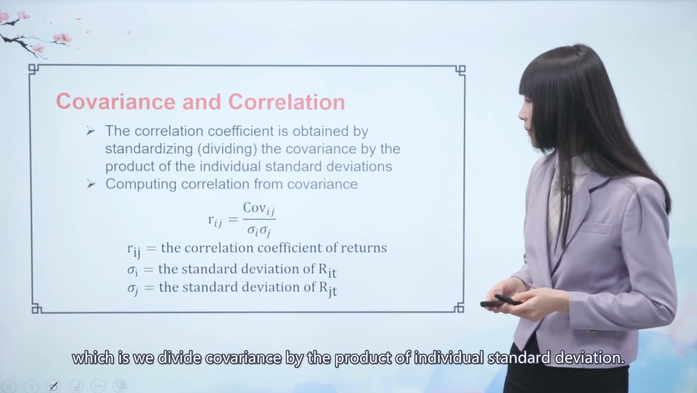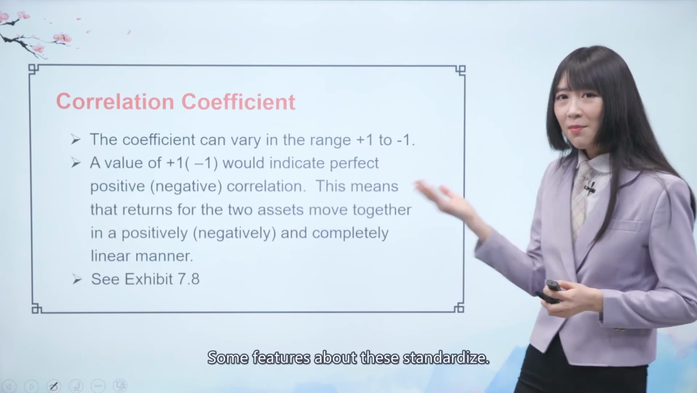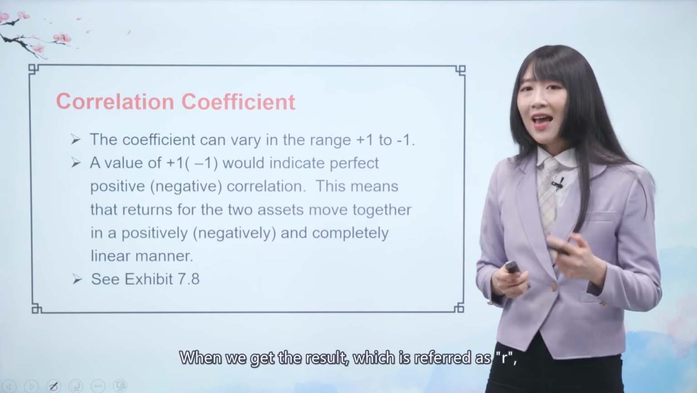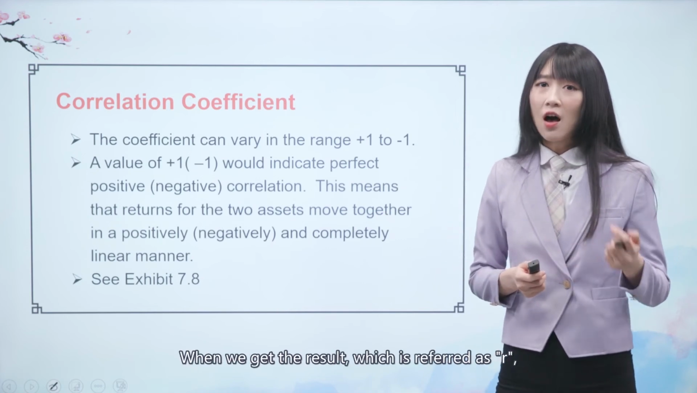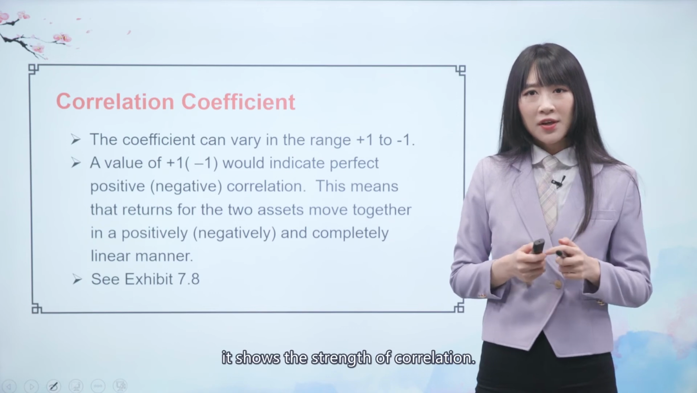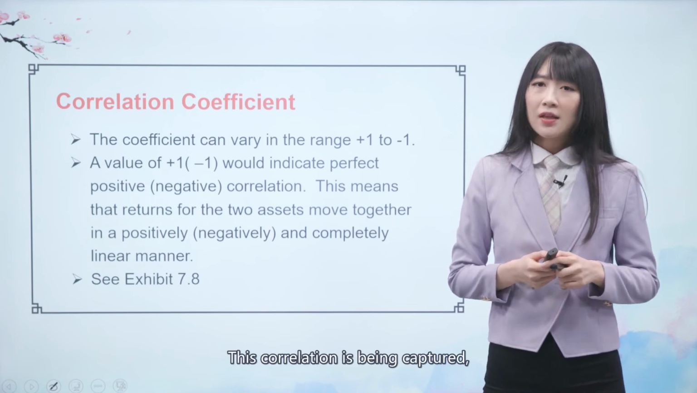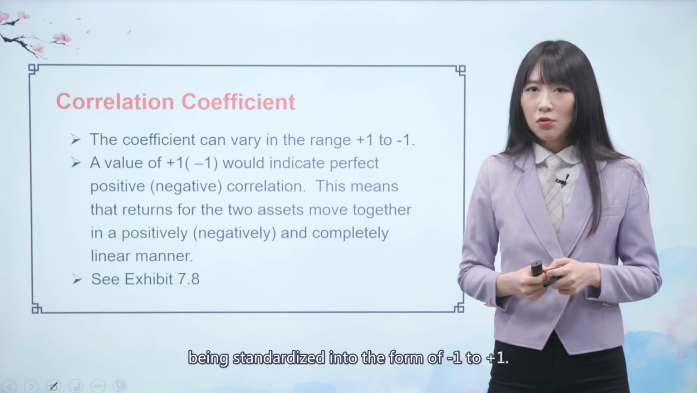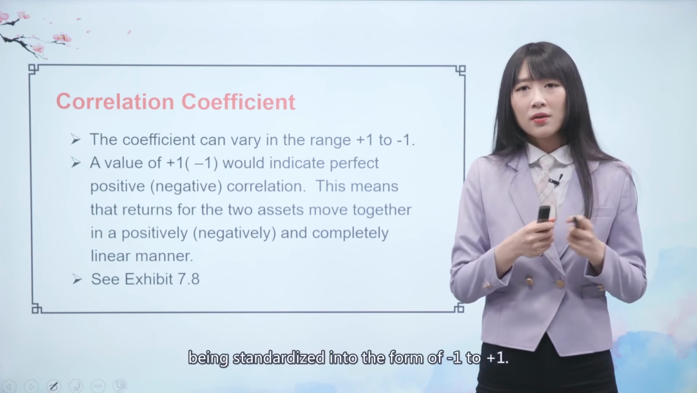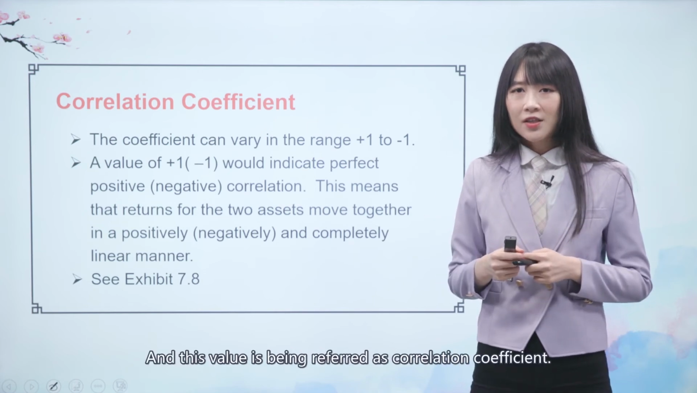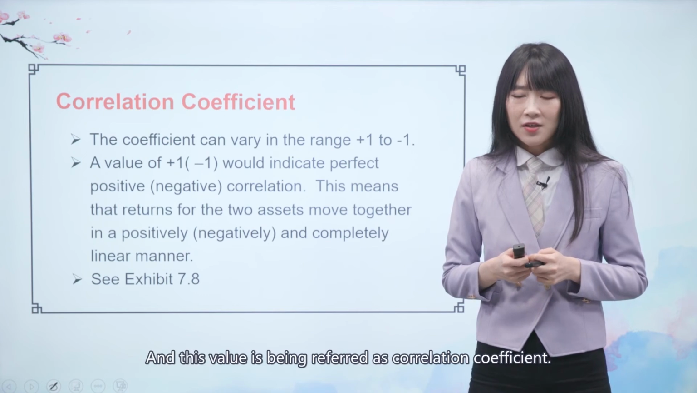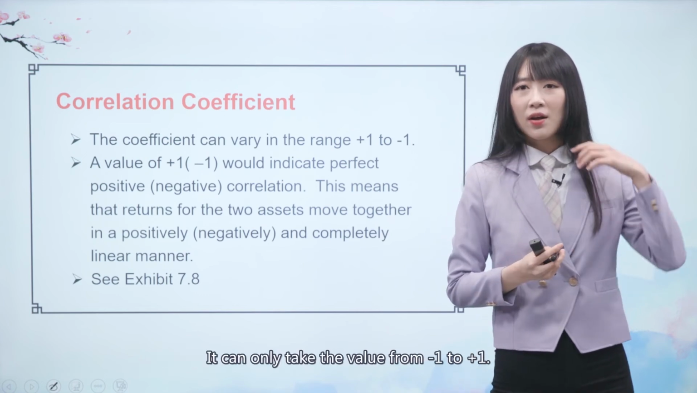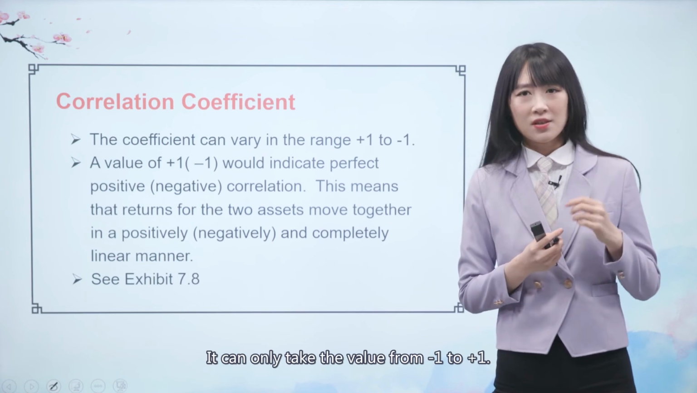So, some features about this standardization. When we get the result, which is referred to as R, it shows the strength of correlation. This correlation is standardized into the range of -1 to +1, and this value is referred to as the correlation coefficient. It can only take a value from -1 to +1.